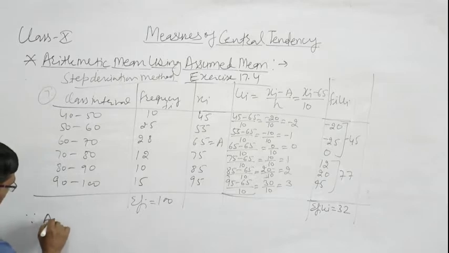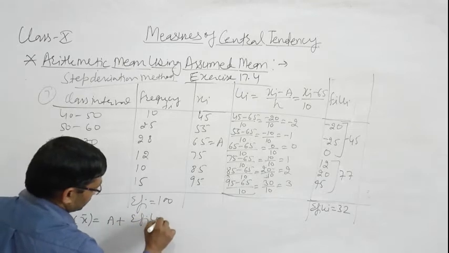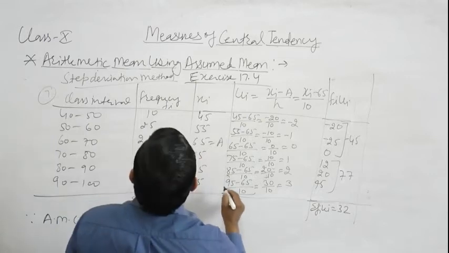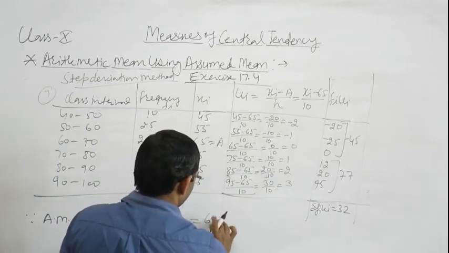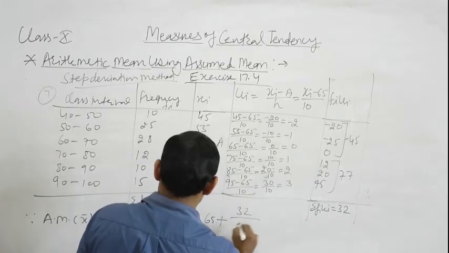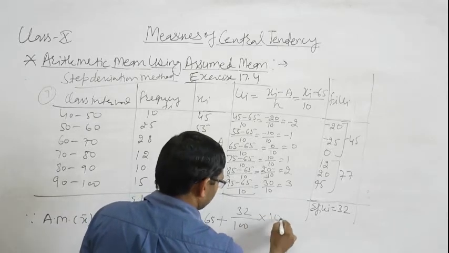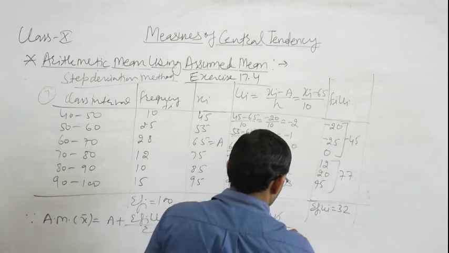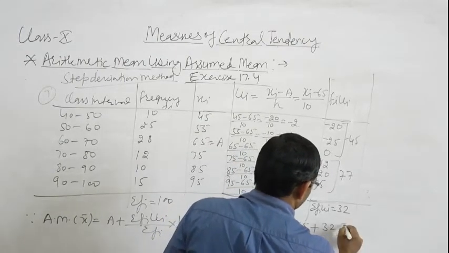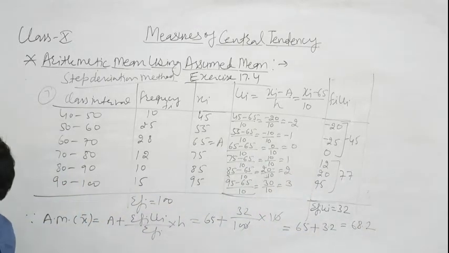Because arithmetic mean is equal to a plus sigma fi ui upon sigma fi, multiplied by h. The value of a is 65, so 65 plus sigma fi ui, which is 32, upon sigma fi, which is 100, multiplied by 10. The 10 cancels with the 10, giving 65 plus 3.2, that is 68.2.